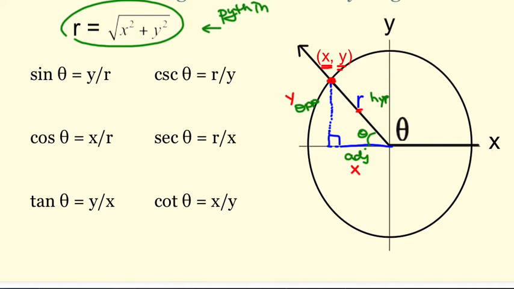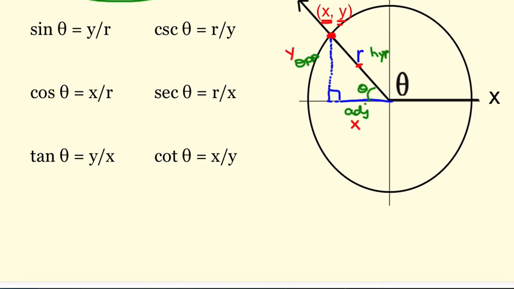If you think about SOHCAHTOA, sine, cosine, and tangent, so, sine represents opposite over hypotenuse. If we look at this blue triangle here, opposite is y and hypotenuse is r. So that's what you're going to use to find the sine of any angle that's not on the unit circle.